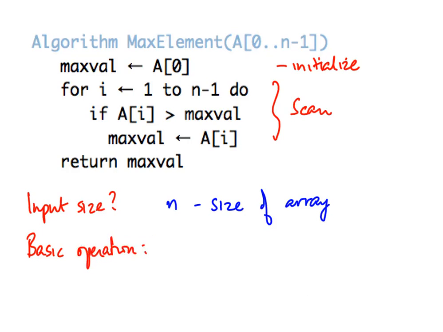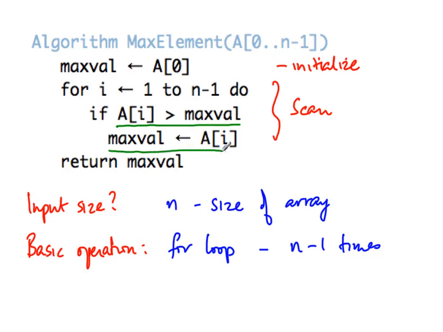As we can see, there is an outer loop. So there is a for loop which happens n times, or n minus 1 times actually. And then inside the for loop, we have two things happening. For every i, we have a condition check, A[i] greater than maxval. And if this condition is true, then we have an assignment of A[i] to the value maxval. So we have one or two basic operations per iteration.